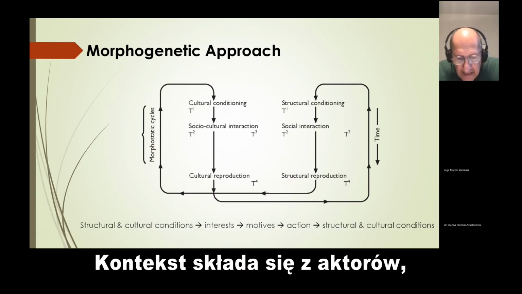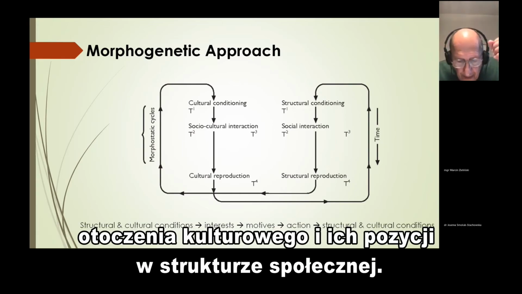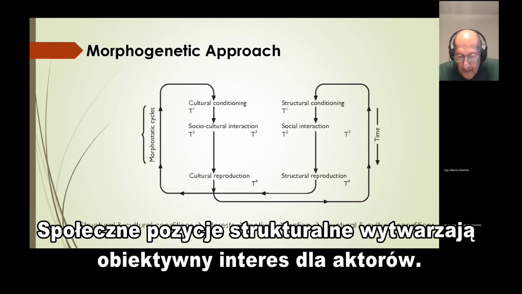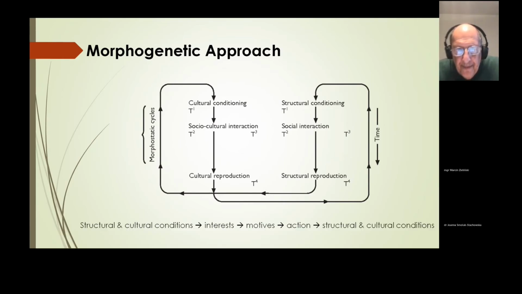The context consists of actors' cultural setting and their positions within a social structure. That is where the action situation begins, with the culture and structural context. Social structural positions produce objective interests for the actors. Next slide.